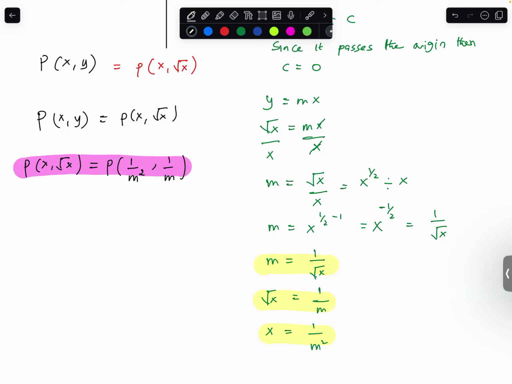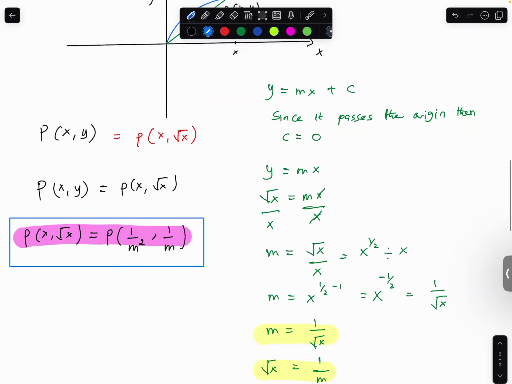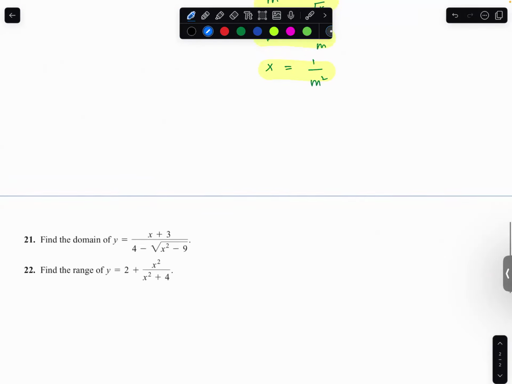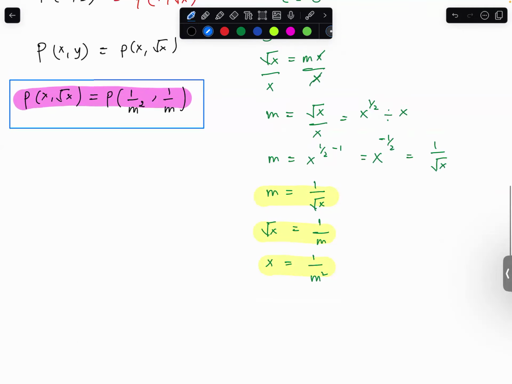Now we have expressed the point P in terms of the slope of the line joining P and the origin. All right, I'm going to stop here, and in the next video I will solve the remaining question because they are not related. We have domain and range. Okay, see you in the next video.